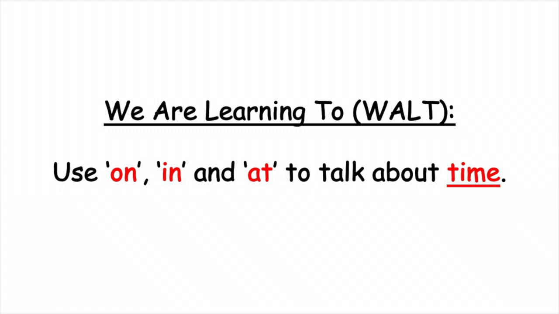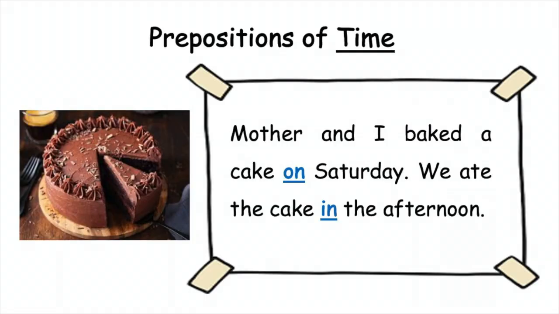Okay, today we are going to learn to use on, in and at to talk about time. We have used on, in and at to talk about place. Now we are going to use them to talk about time. Previously, we used in and on to talk about where something was. It is on a plate. It is in the oven. But we can also use in and on to talk about time.